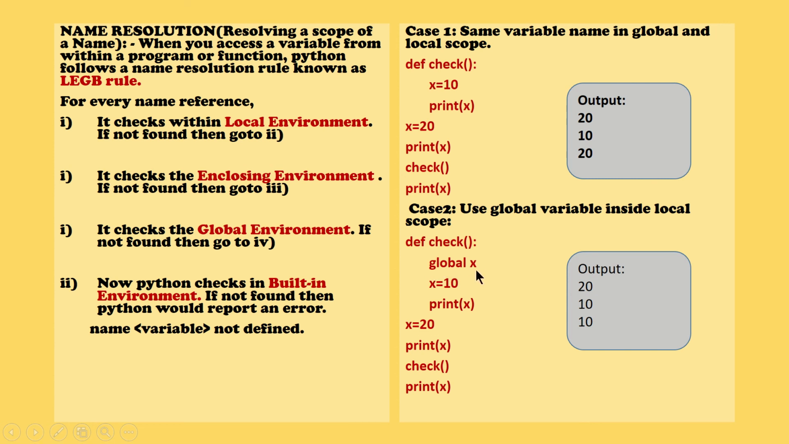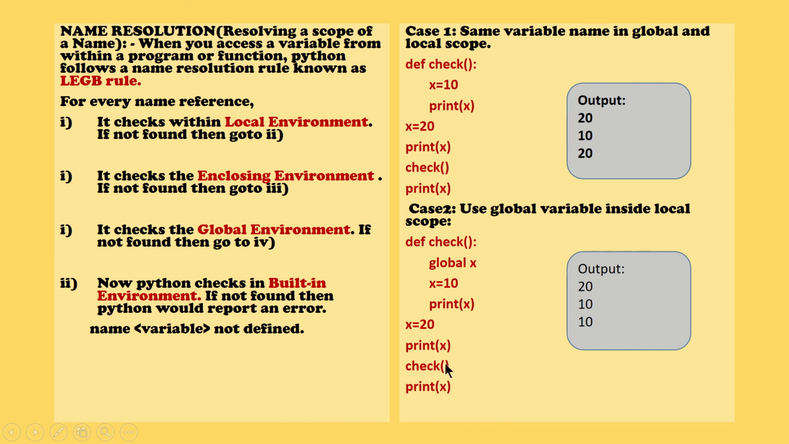Once you do so, it is actually the global variable x. This is not a variable that has been created inside this function. It is the variable which has already been defined in the global environment. So x is equal to 10 means that you are reinitializing the variable with the new value. In that case, x is equal to 20, print x, it will give you the output as 20.